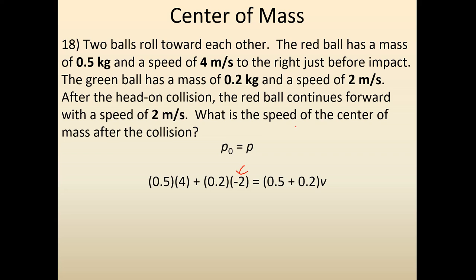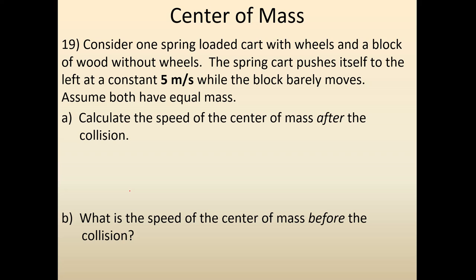So I plug in my numbers and I get that the final speed is going to be about 2.3 meters per second. So the center of mass after they collide is going to be moving 2.3 meters per second in the same direction as the red ball, since that ball was the one I made positive. All right, and here's 19. So pause the video, work it out, and we'll go over it in a second.